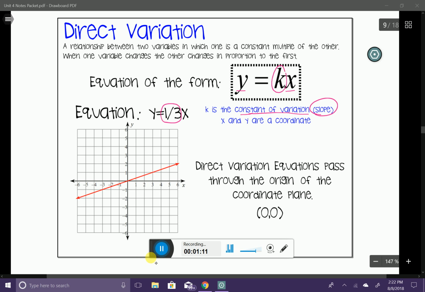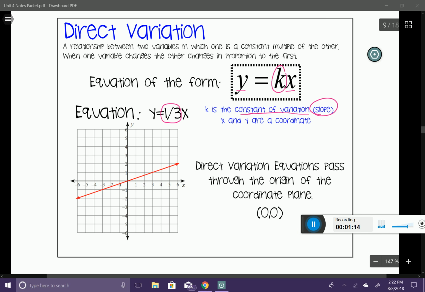What you can notice here that might be familiar to you is if we were to relate it to the slope-intercept form of an equation. Slope-intercept form of an equation is y equals mx plus b. What this problem is missing is the b component. B in a direct variation is always going to be 0, which means that our graph is always going to go through the origin. So as you can see here, our graph not only goes through the origin, but it also has a slope of 1/3.